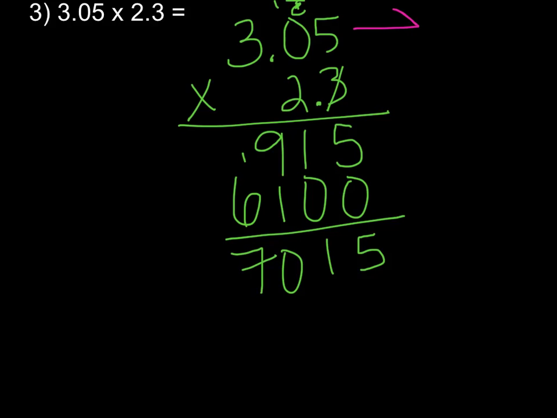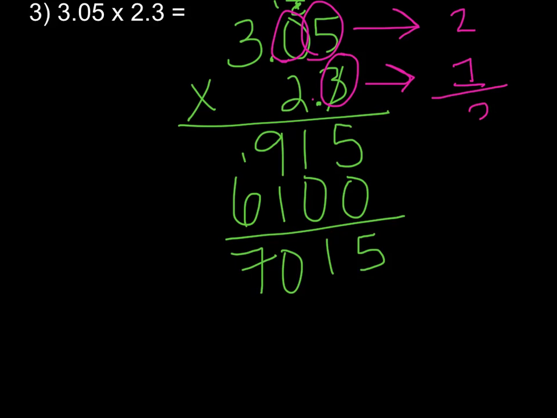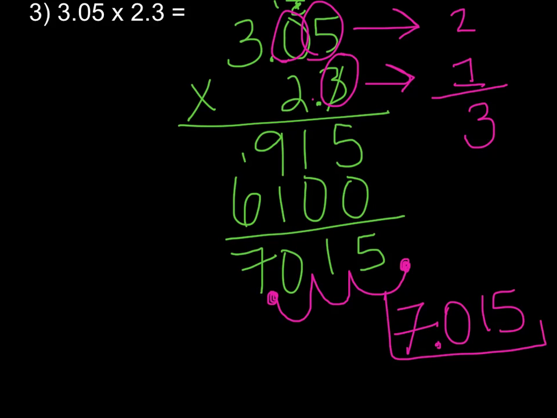Okay, in our first factor, 3 and 5 hundredths, I have 2 numbers in the decimal place values. And on 2 and 3/10, I have 1. So that's a total of 3 decimal place values. So we're going to take our decimal and we're going to move it 1, 2, 3. So that makes your answer 7 and 15 thousandths.